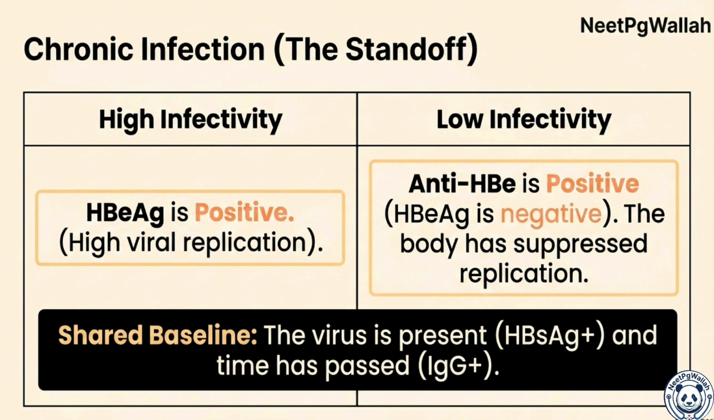Well, it's incredibly easy. Just look at the E markers. If HBeAg is positive, viral replication is high. If the patient has developed anti-HBe antibodies instead, it means the body has suppressed that replication, resulting in low infectivity.